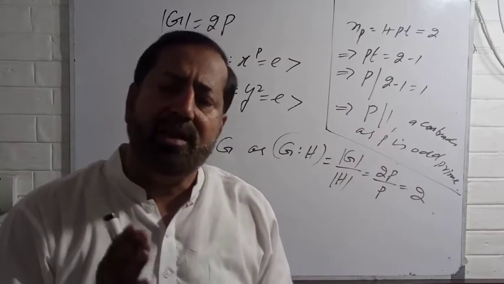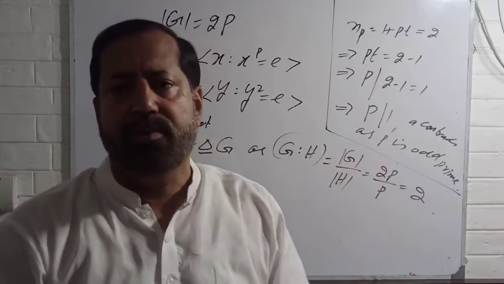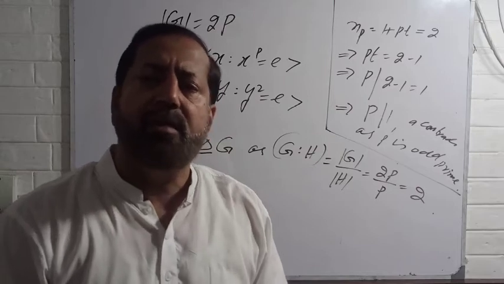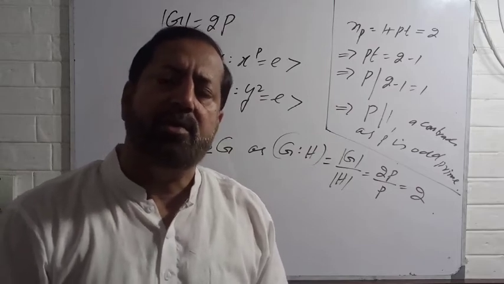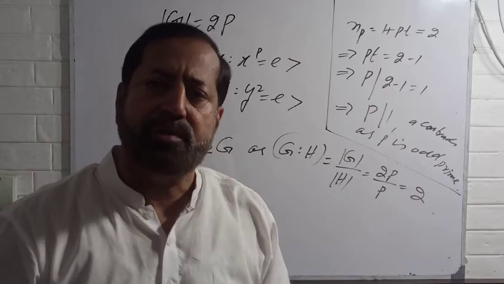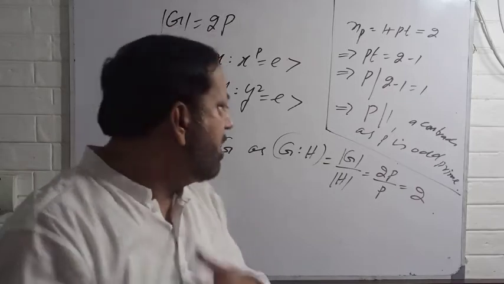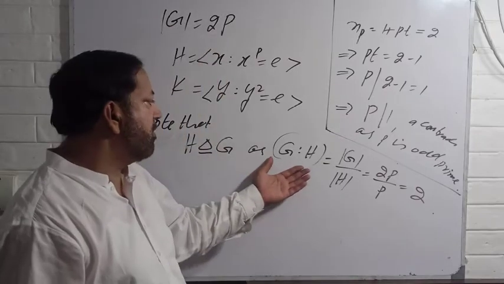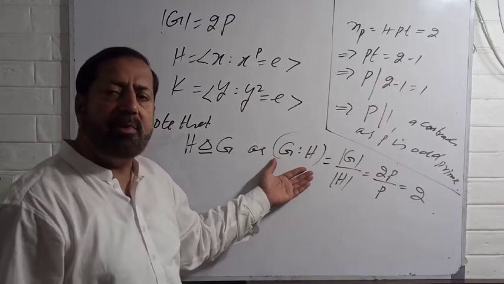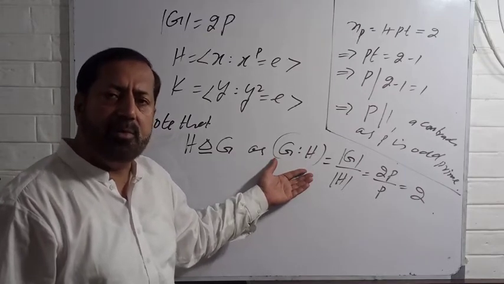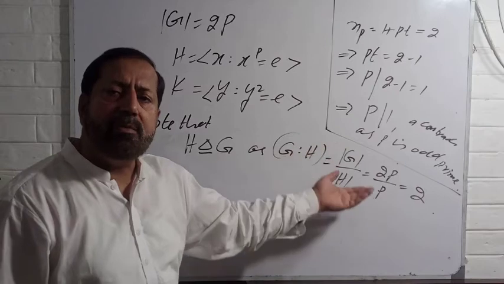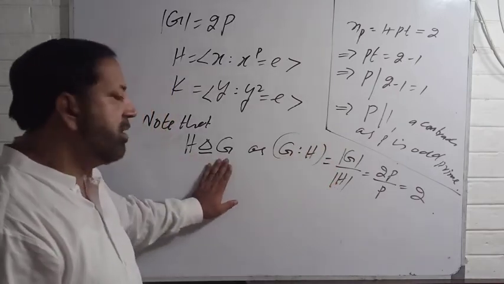This means that there exists a unique subgroup of order p, and we know that whenever the Sylow p-subgroup is unique, then it must be normal in G. That's why. Or, in other words, you have directly from this theorem that whenever you have a subgroup of index 2, then it must be normal. So that's why H is normal in G.